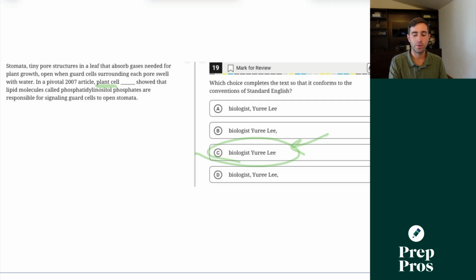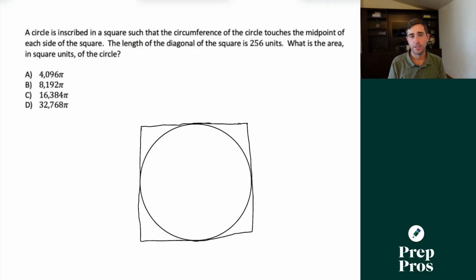The answer choice with a single comma after the name is a very sneaky one that can be correct, but you will have to see a piece of extra information about the person afterwards. So if we said plant cell biologist Yuri Lee, a 2020 graduate, and then we put another comma, that would be okay. But when in doubt, pick that answer choice without the commas. Now, the next thing you're going to see on the test is some sort of inscribed shape question, and these give students a ton of trouble.